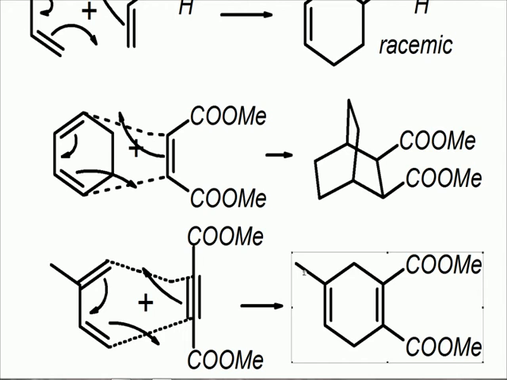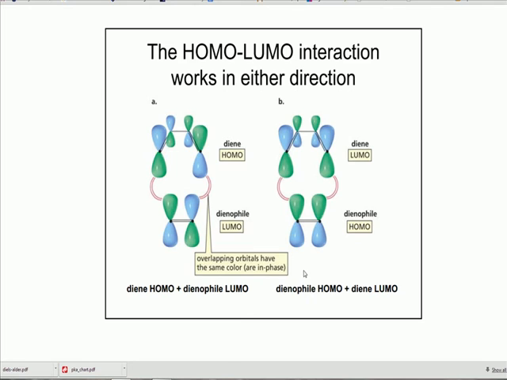Last thing I'm going to show you is a little bit into the orbitals. So this is a representation of the orbitals that work in a Diels-Alder reaction. You need to have a HOMO, or highest occupied molecular orbital, interacting with a LUMO, which is a lowest unoccupied molecular orbital. And as it says here, the overlap of the orbitals have the same color, which means they're in phase with each other. And that's how these things have to interact.